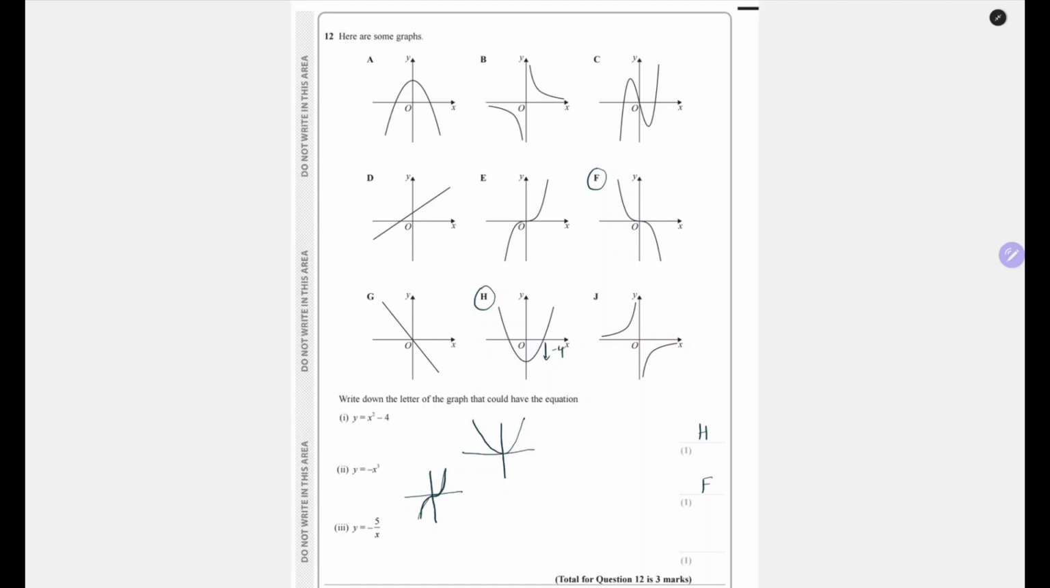Part 3 says y equals negative 5 over x. Whenever we have a fractional graph, the graph tends to look something like this, where the limits are very close to 0 but never touch 0. We have a negative 5 over x. So looking at the graphs available, it's going to be J.